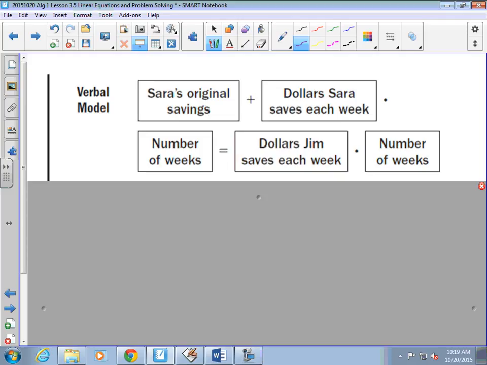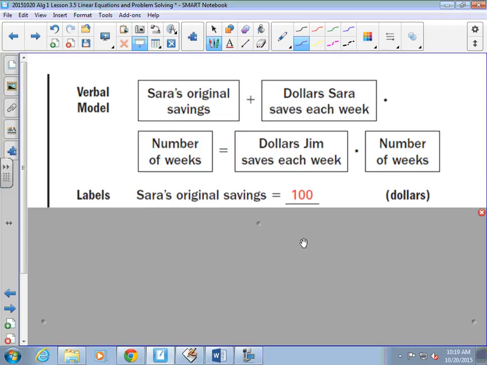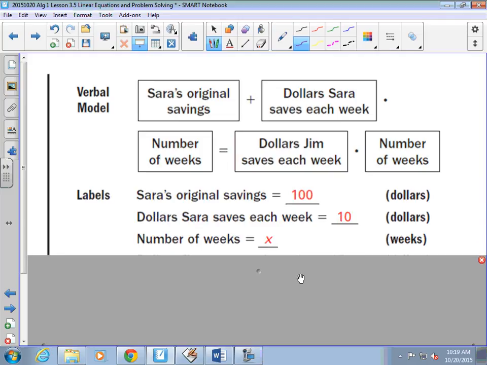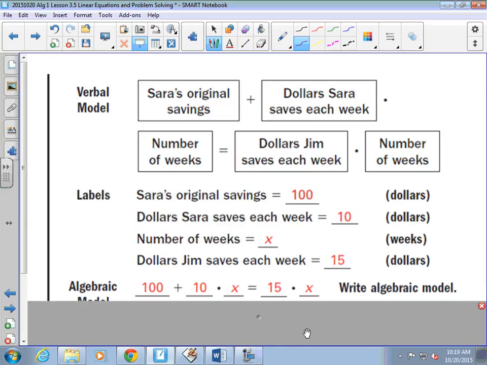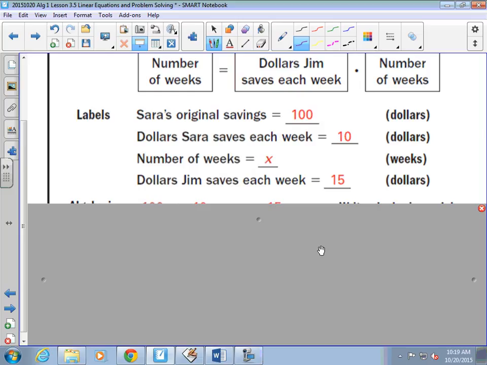Okay, here's your verbal model just to go through it real quick. Sarah's original amount plus the amount she's going to save each week times the number of weeks, that's the unknown amount, is equal to how much Jim's going to save each week times the unknown number of weeks. So Sarah's original amount, 100, 10 for each week. X is the number of weeks. That's Sarah's. Jim is 15 each week.